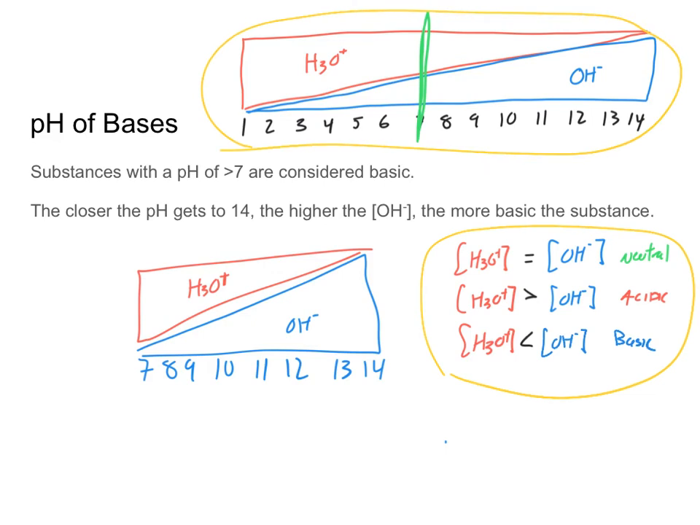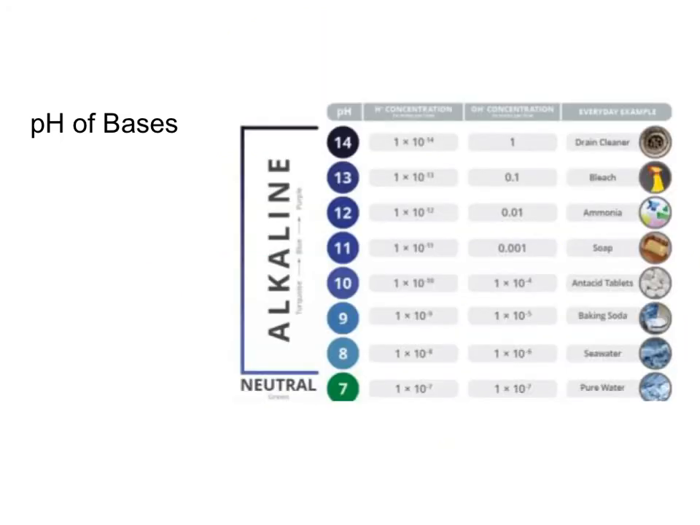So again, bases are substances that have pH greater than 7 and they have a higher OH minus concentration than H3O plus concentration, and that's what makes them basic. Going back to the pH of bases, we're looking at some substances here like Drano and bleach and ammonia cleaner and regular soap, and these are really basic solutions. Some of them are basically benign like seawater, or you can put some baking soda on your hand and it won't do anything, but if you get drain cleaner on your hand, you might end up with a pretty nasty chemical burn, so we try to avoid that.